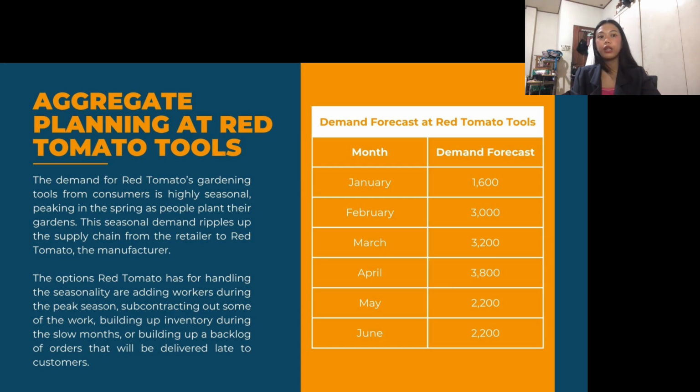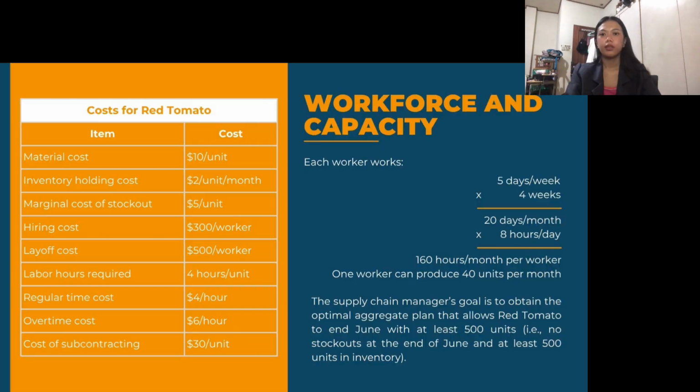problem, the options for Red Tomato are adding workers during the peak season, subcontracting out some of the work, building up inventory during the slow months, or building up a backlog of orders that will be delivered late to customers. So for this next table, this shows the cost for Red Tomato. It shows the item and the cost for material cost, inventory holding cost, marginal cost of stock out, hiring cost, layoff cost, labor hours required, regular time cost, overtime cost, and cost of subcontracting.